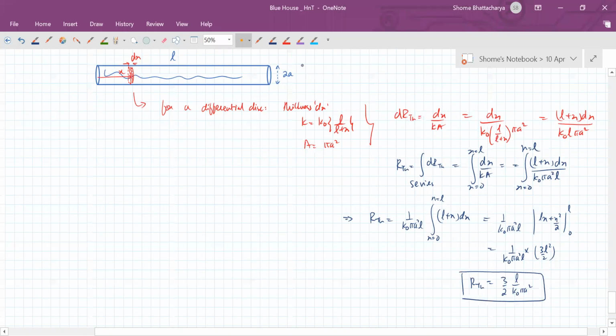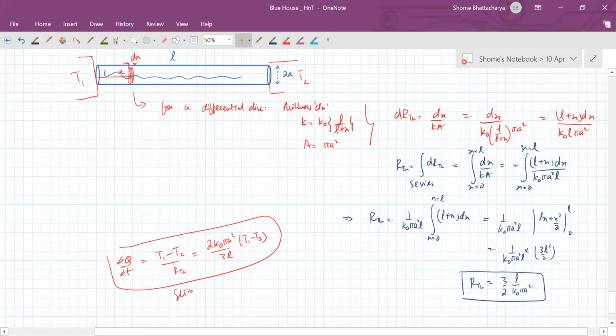So if we subject this to a temperature difference like this, then the thermal current through this will become T1 minus T2 upon this. So it will become 2 times K naught into pi a square by 3L into T1 minus T2. This will be the steady state heat current.